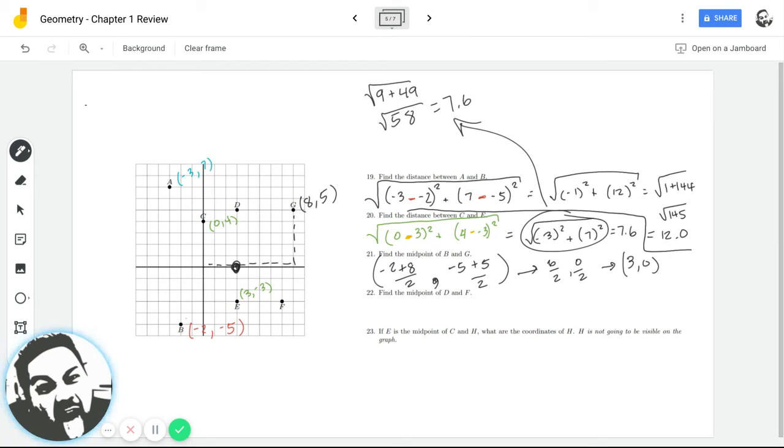Question 22, find the midpoint of D and F. Oh, this is getting cluttered. We're getting all kinds of stuff everywhere. So F is right here, and let's count it out: 1, 2, 3, 4, 5, 6, 7, 8. Oh, 8 is too much. Let's go one more time: 1, 2, 3, 4, 5, 6, 7, comma, negative 3. And then D is 3 spaces over and 5 up, so 3 comma 5.